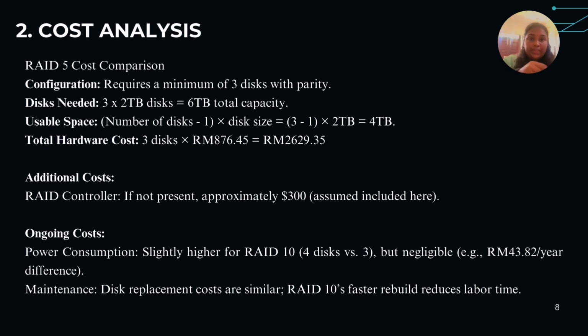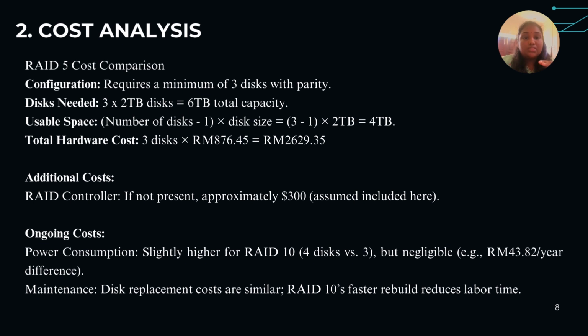And the total hardware cost for the 3 disks. One disk costs 876.45 ringgit Malaysia. So when we multiply by 3 disks, we get 2,629.35 ringgit. So this is the total hardware cost of this RAID 5 comparison.